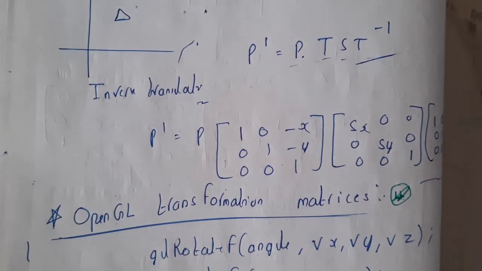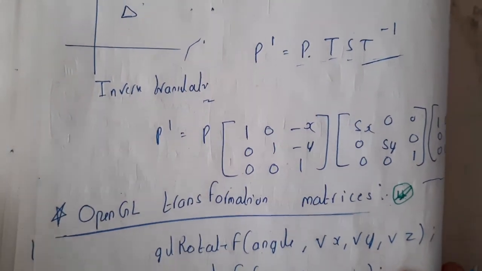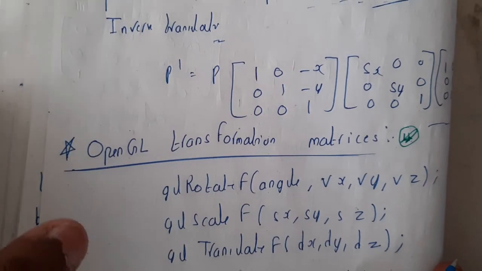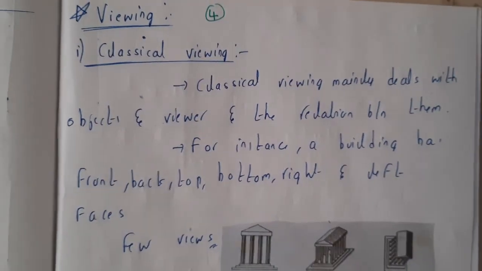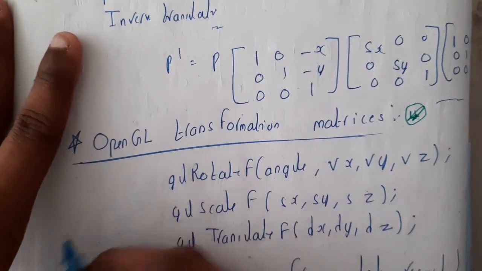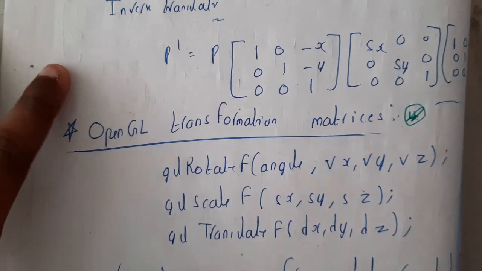So I hope everyone got a small idea on this. In the next tutorial we will be going through the open transformation matrix guys. These topics we'll be discussing in our further lectures. So basically, few important things: how you will be doing translation, rotation, scaling in OpenGL guys.